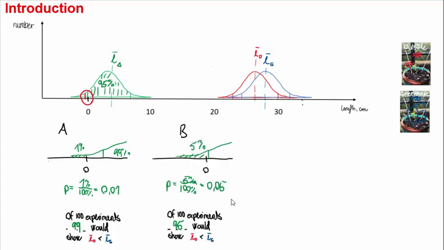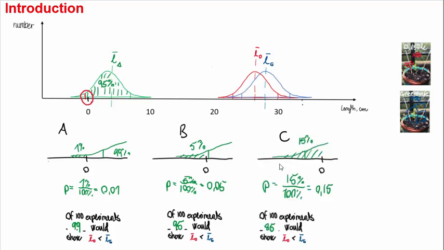Another situation would be that we had 5% of the curve, which would give a p-value of 0.05, meaning that out of 100 experiments, 95 would show lower mean height of the outside compared to the greenhouse plants. And finally, in situation C, we have 15% to the left of the 0, which means a p-value of 0.15.